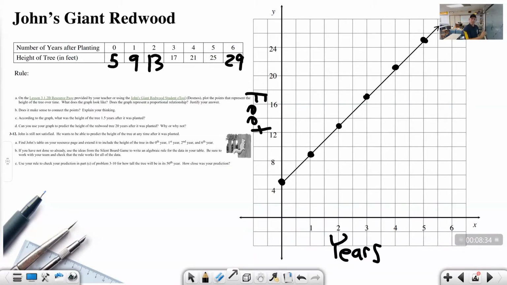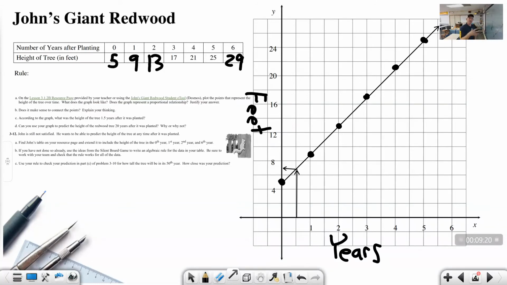Is this graph only information at the dots? And the answer is no. This graph represents all the numbers, whether they are whole numbers or in between numbers. For example, can this tree be half a year old? It's not a dot. Can it be a half number? And the answer is yes. After half a year, the tree was 7 feet tall, right? We can use the graph to represent any point of data on this graph. So it does make sense to graph this line because there's information between the dots.